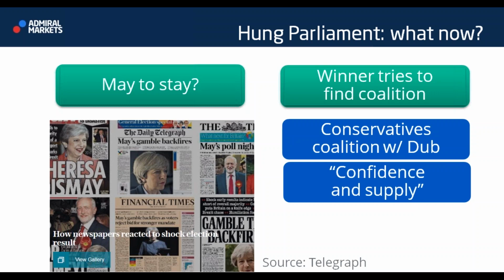It means that there's a hung parliament. That means that no one party can take over or govern without a coalition. What happens? Well, there are a couple of scenarios we can discuss. First of all, the winner is the first one to attempt to find a coalition. We'll have to see if May stays.